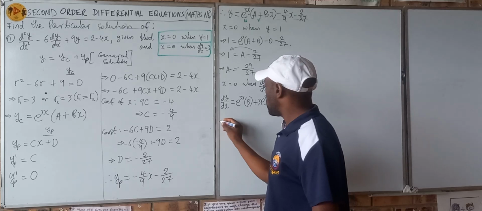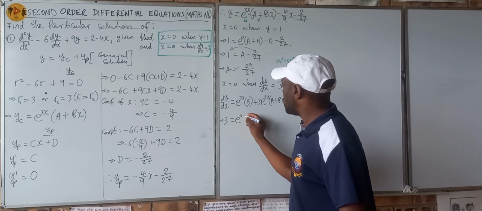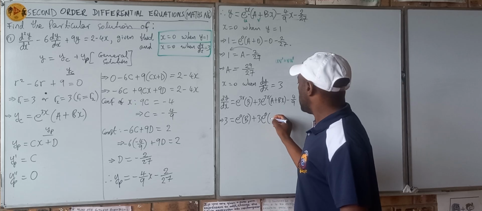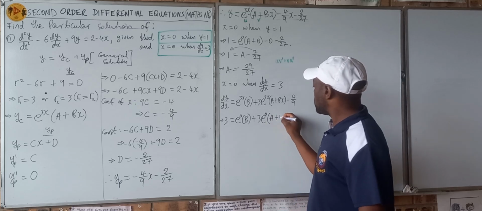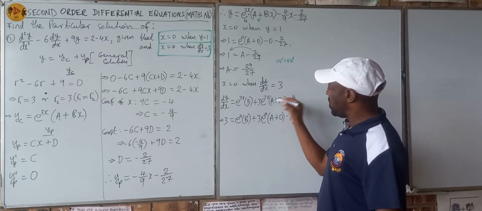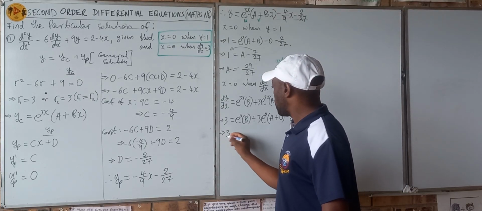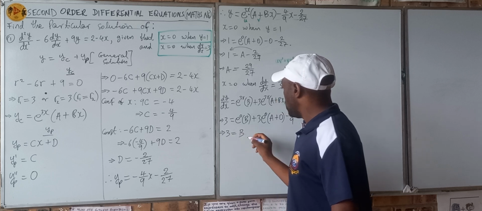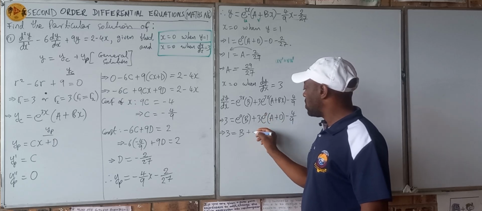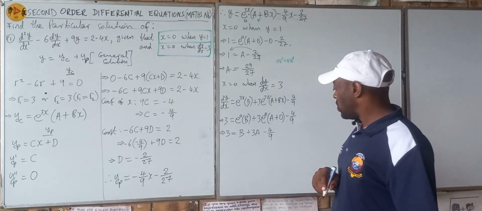I can now replace the first derivative by 3 and every x by 0. So if I do that replacement, I will get 3 is equal to e to the power 0 times b plus 3e to the power 0 into a plus 0, minus 4 over 9. I'm saying a plus b times 0 is 0, so b times 0 is 0. So having a critical look at it, I'll have 3 is equal to b, since e to the power 0 is 1. Another e to the power 0 is 1, so I get plus 3a minus 4 over 9. So that is what I get.